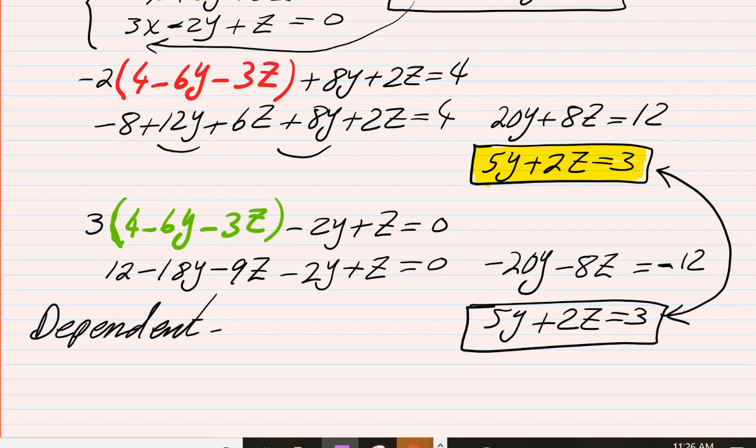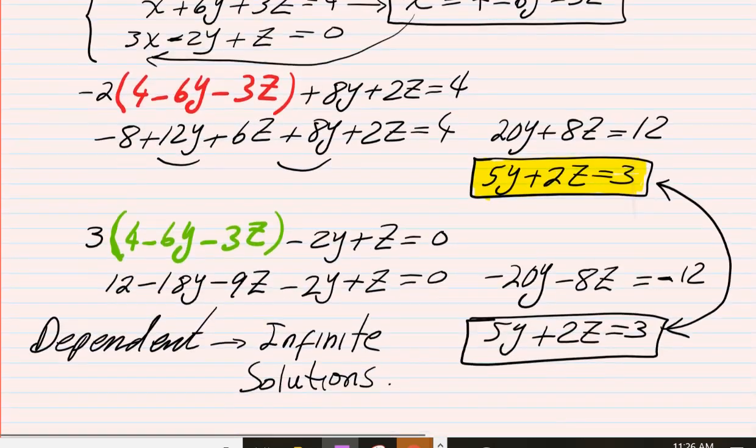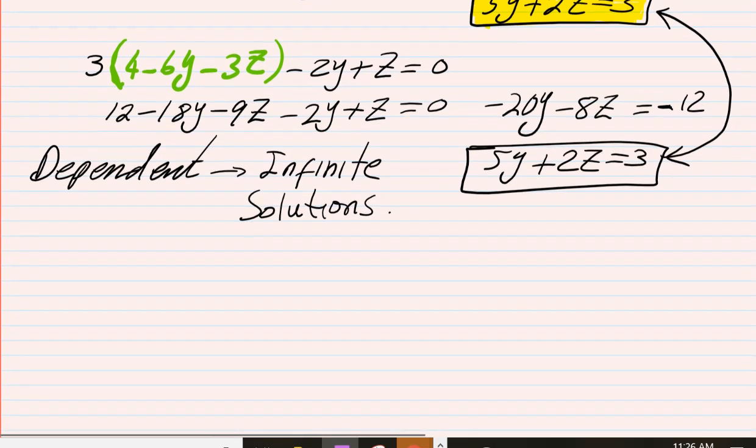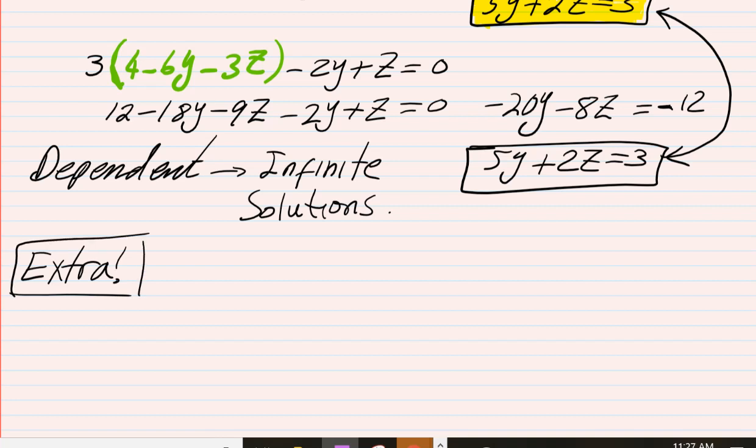Dependent system, therefore this one has infinite solutions. Okay. And it's like, well, how do you find one solution? You can just pick a random number. So this is just, let me call this extra, because your book doesn't do it. You're not required to do this. Call it extra stuff.